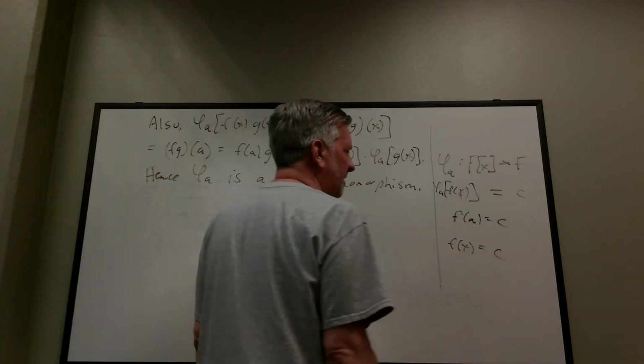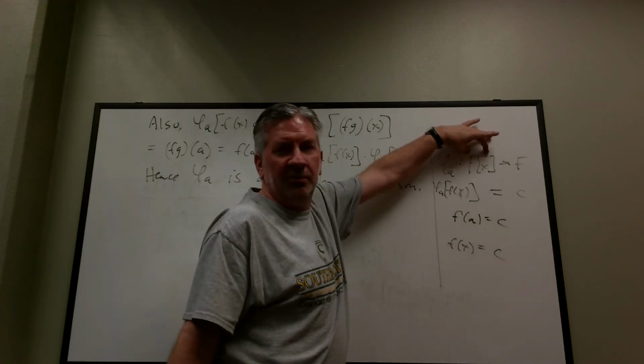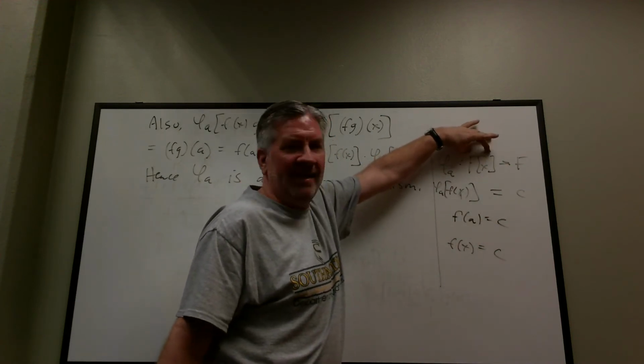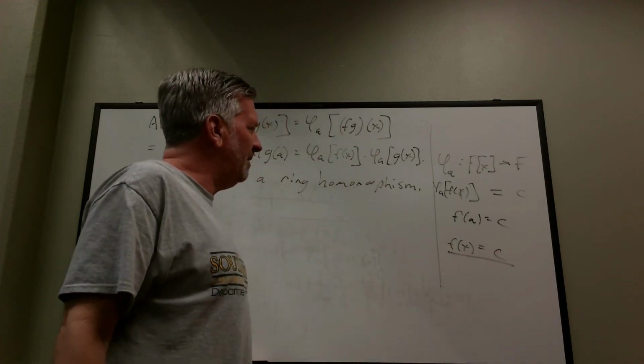It seems like the easiest thing to pick is the constant function. Let's choose f of x as c. Constant polynomials are in F[x]. Remember, elements of F are in F[x]. So that should work. Is that the only thing that works?